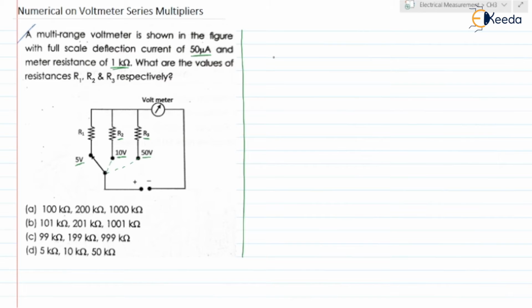Okay, so here let us first note the given data. Im is equal to 50 into 10 to the power minus 6 ampere. This is the meter current. Next, Rm is equal to 1 into 10 to the power 3 ohm. This is the meter resistance. Our task is to find R1, R2, R3. So let us first find R1. For R1, what is V? V is equal to 5 volt.